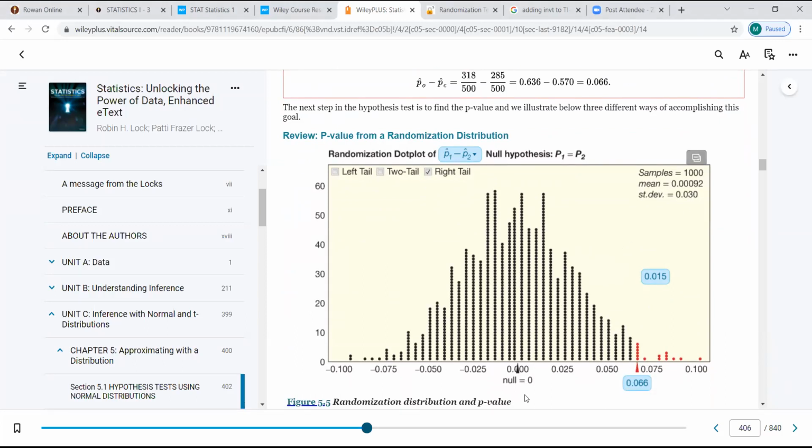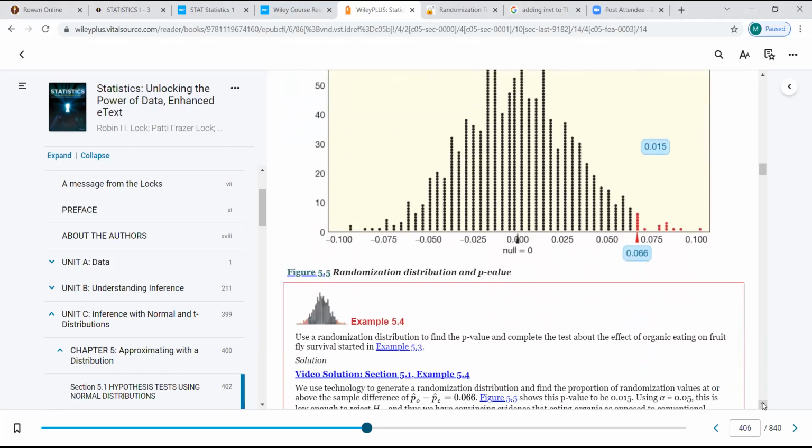Notice the null here is 0, because the way the randomization distribution is created is that it assumes the null hypothesis is true. The null hypothesis says there's no difference between the two groups, the two proportions. So the difference between the two proportions will be 0 under the null hypothesis. That's why it's in the middle here. And here's the 0.066. This is the difference in the two proportions for that one sample that we were looking at.